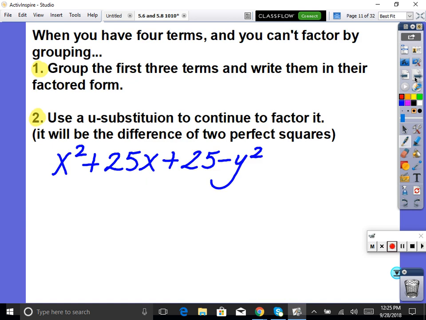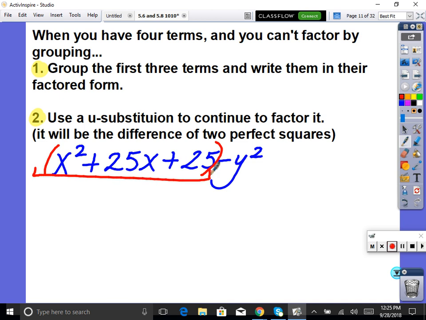Alright, so if this ever happens, guys, if you have 4 terms and it will not factor by grouping, we're going to do what's called an alternate grouping. We're going to instead group the first 3 terms and then write them in their factored form, and then we will continue factoring if possible. So we're going to do an alternate grouping. Instead of grouping the first two and the last two, we're actually going to group the first three terms.